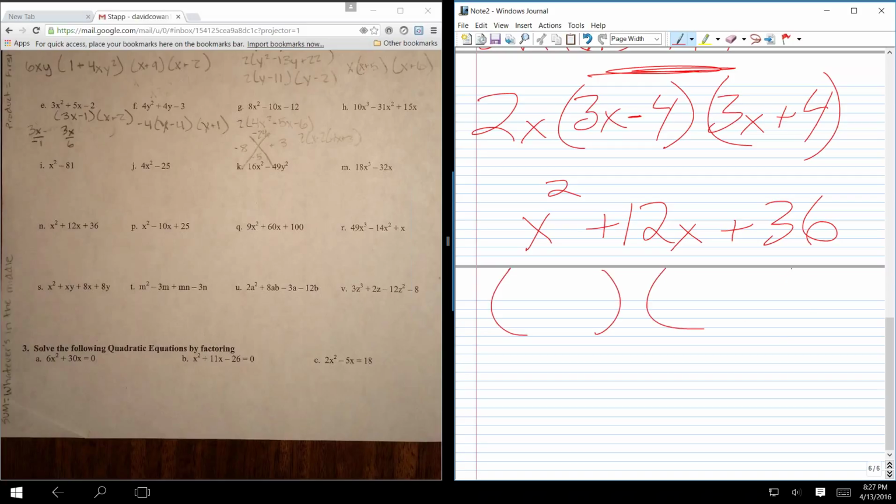Okay. Split the x's up. What do you get? So you split the x squared up. Oh, okay. So x and then x. Second step, what do you do? So you have to find a number that goes into 12.